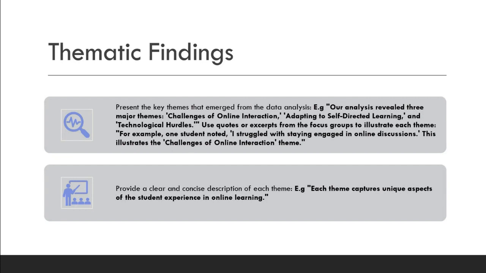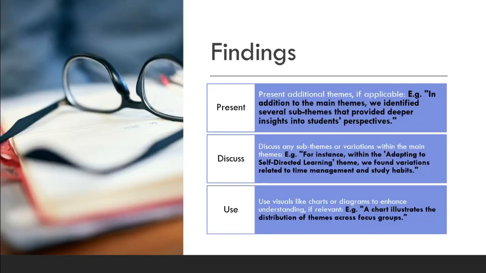So you also need to provide a clear and concise description of each theme. For example, each theme captures unique aspects of the student experience in online learning. And then you'd also have your overall findings, where you present additional themes if applicable. So this could also be a summary of key findings.